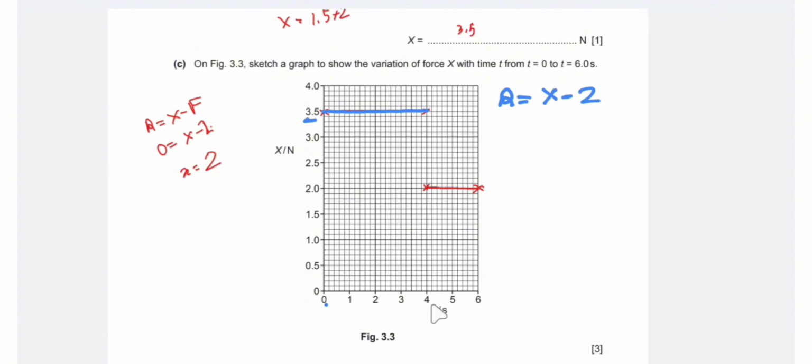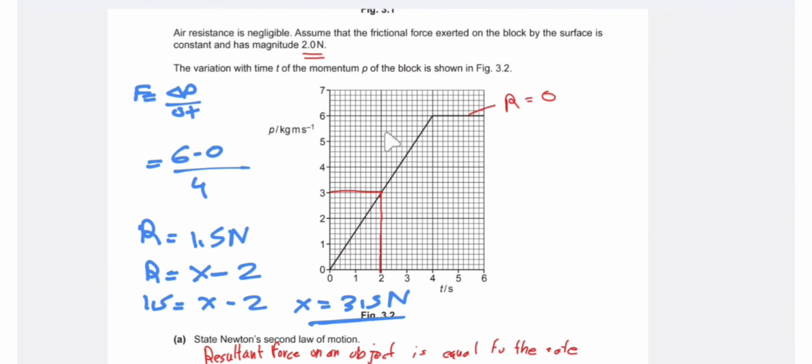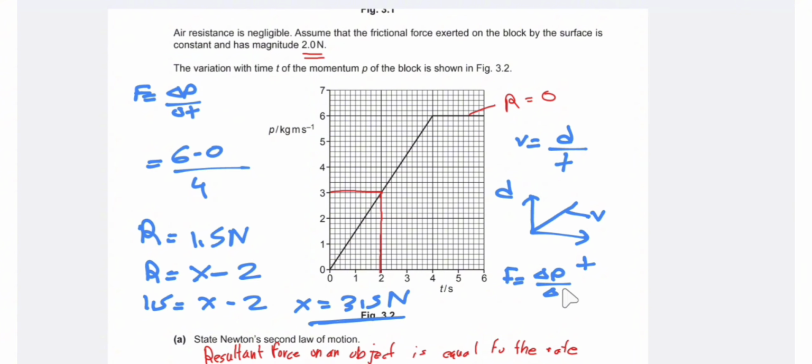So from time t is equal to 0 to time t is equal to 4, the value of X is same. As we have calculated that the value of X is same, because here we can see that the resultant force is constant, and you have to remember that the gradient of momentum time graph is the resultant force. Because velocity is equal to displacement by time, so the gradient of the displacement time graph is velocity. Similar to that, for momentum time graph, resultant force is equal to change in momentum by change in time.